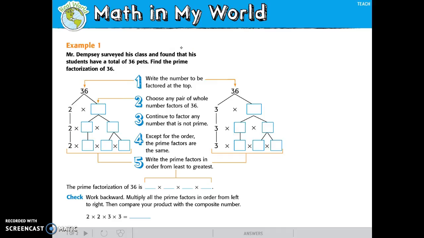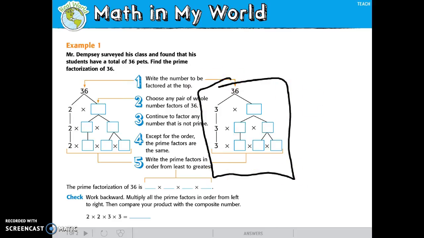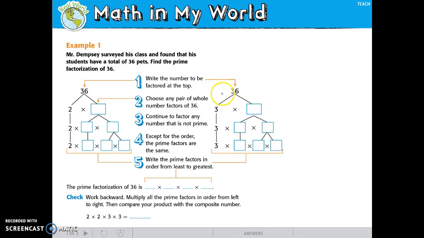So in order to do this, we're going to use what is called a factor tree. And if you look at this diagram right here, it kind of does look like an actual tree. So that's why it's called a factor tree. So on our factor tree, the number that we're trying to factor is 36. And in the directions it says find the prime factorization of 36. So we're going to be factoring 36, so it goes at the top.